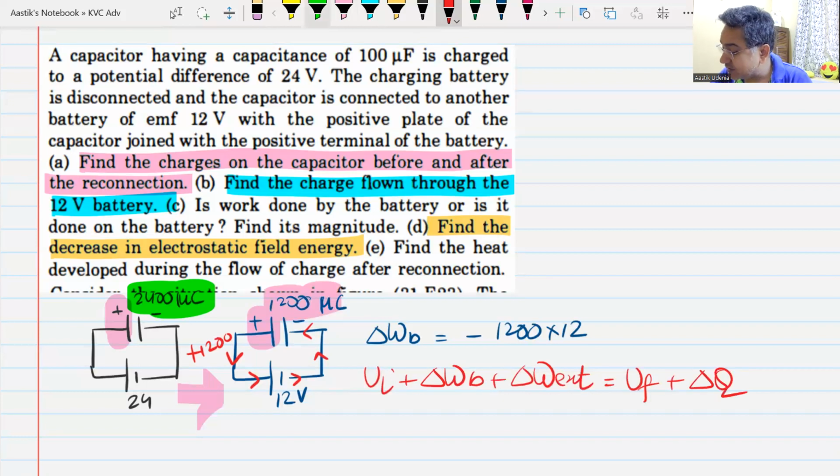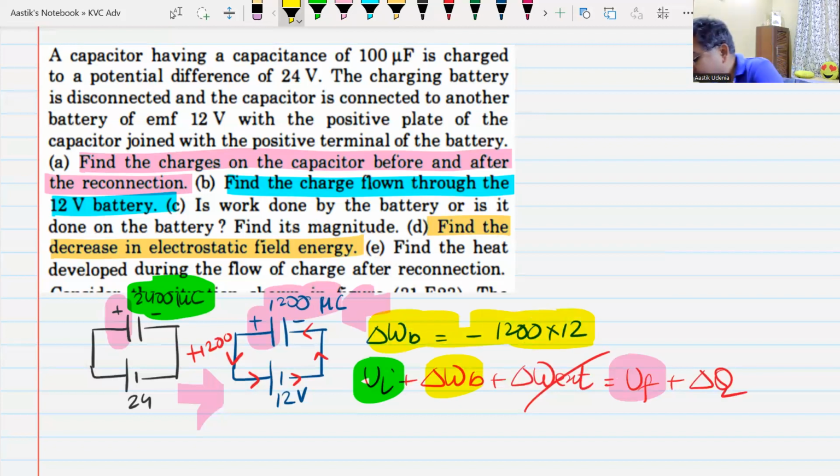How much is the initial energy? You already know it, yes or no? Yes, sir. How much is the final energy? You already know, yes or no? Yes, sir. Work done by the external force is 0. Work done by the battery is already given here. So from there you can calculate the heat developed in the wires. Am I clear? Yes, sir. So this is the way this question is done. Do we understand this? Yes, sir.